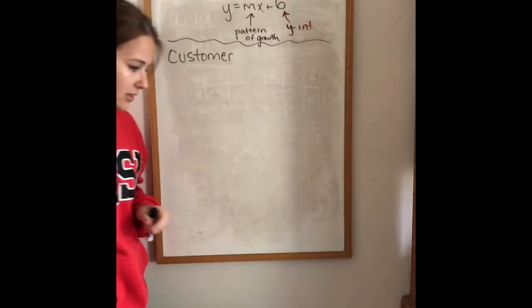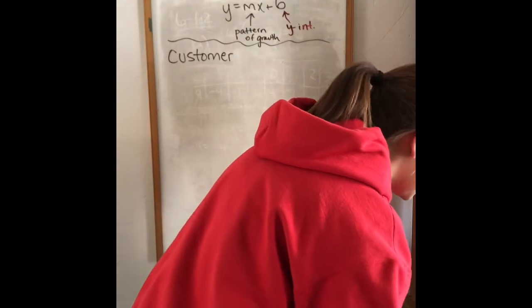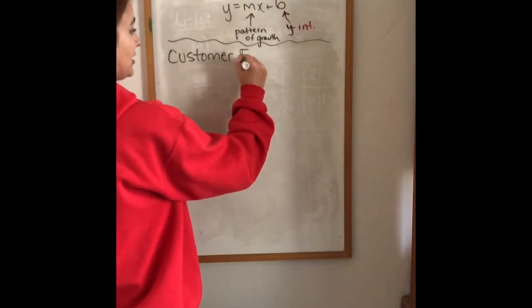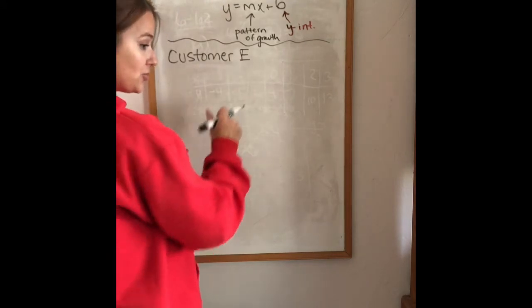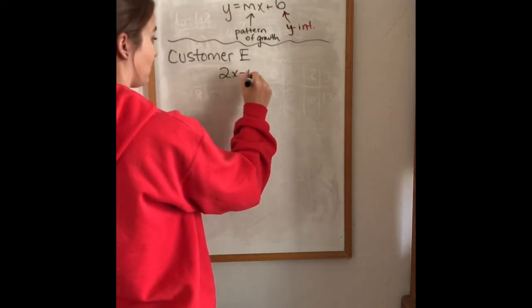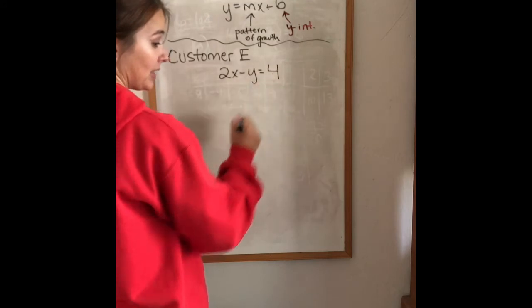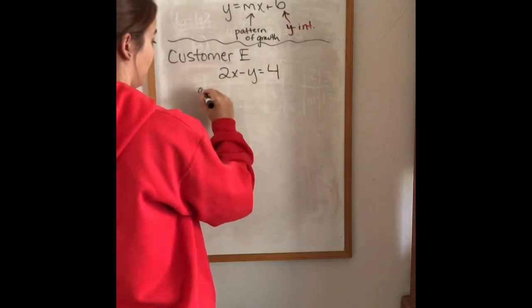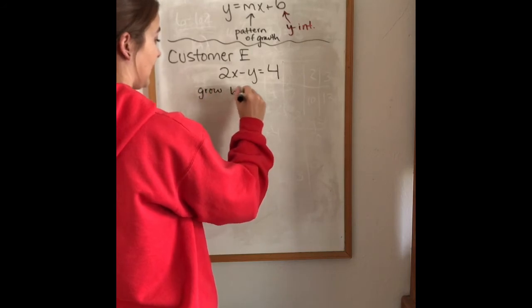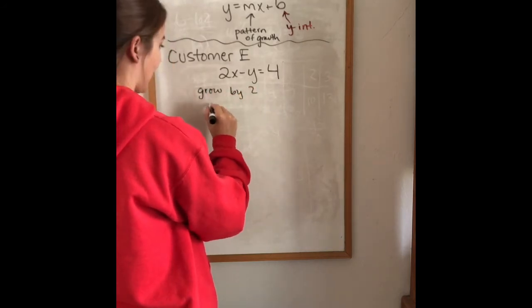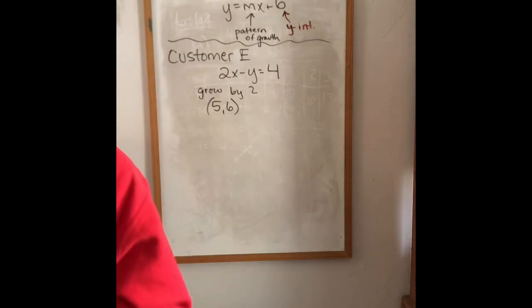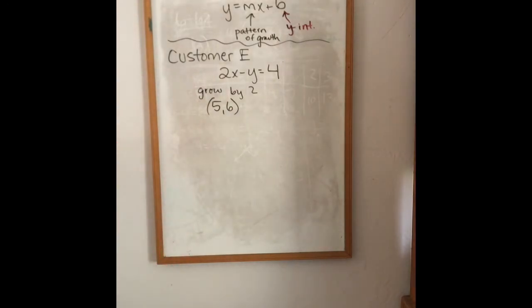Sorry. All right, going to part E. Customer E ordered the line 2x minus y equals 4, and he wants the line to grow by 2 and pass through the point 5, 6. Let us see here. It's still recording. Yay, it's still recording. Okay.